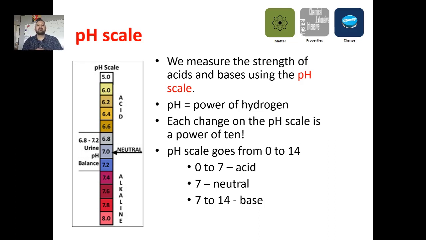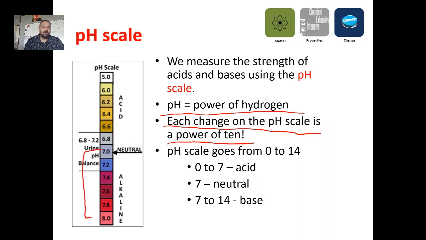All right, so here's our pH scale again. You don't need to write all this down because most of this you already know. What you don't know, you definitely want to write down. So first of all, what does pH stand for? Power of hydrogen. Each change on the pH scale is a power of 10. How much more acidic is a 7 than an 8? It's 10 times more acidic. Anytime you change one number, you're changing tenfold, so 10x.